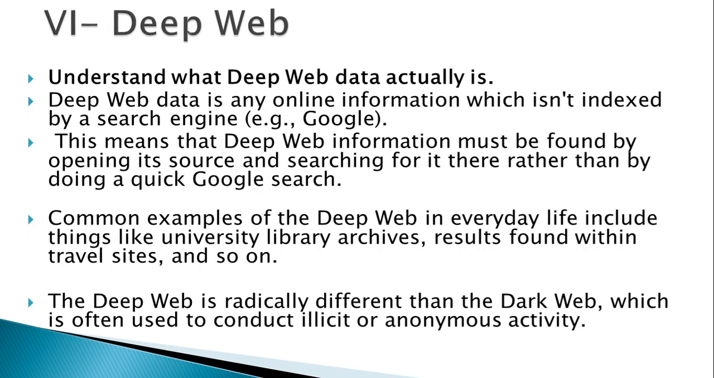Deep web data is any online information which isn't indexed by a search engine. So we have a search engine, but we cannot get this information from there. This means that deep web information must be found by opening a resource and searching for it there, rather than by doing a quick Google search. Common examples of deep web in everyday life include things like university libraries, archives, results found within travel sites, and so on.